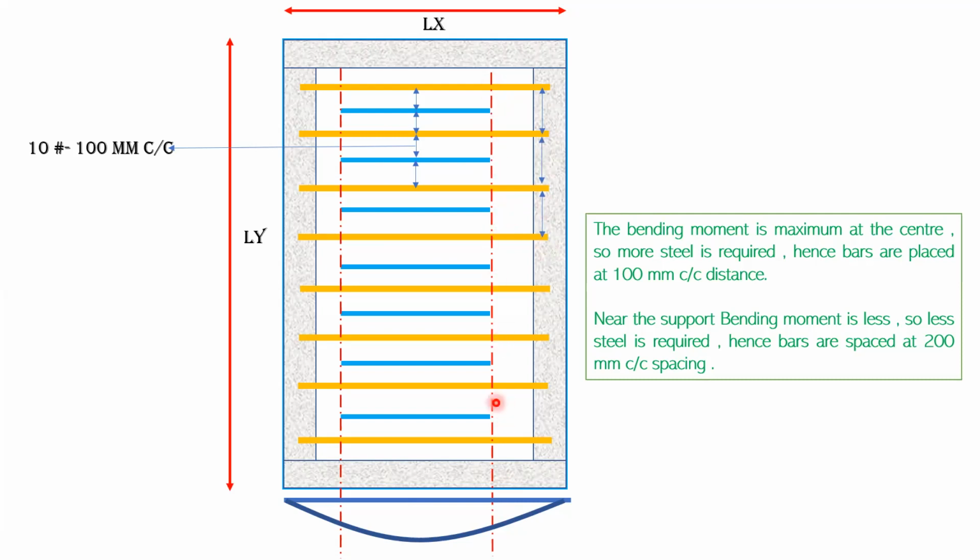Now this is my cutoff point. So what has happened here? Here I'm going to place again 10 diameter bar itself, but this time I'm increasing the spacing to 200 center to center spacing. Near the span, I mean at the center position, what is happening? At the center portion, I'm providing 10 diameter bar, but the center to center distance of all these bars was 100 center to center spacing.